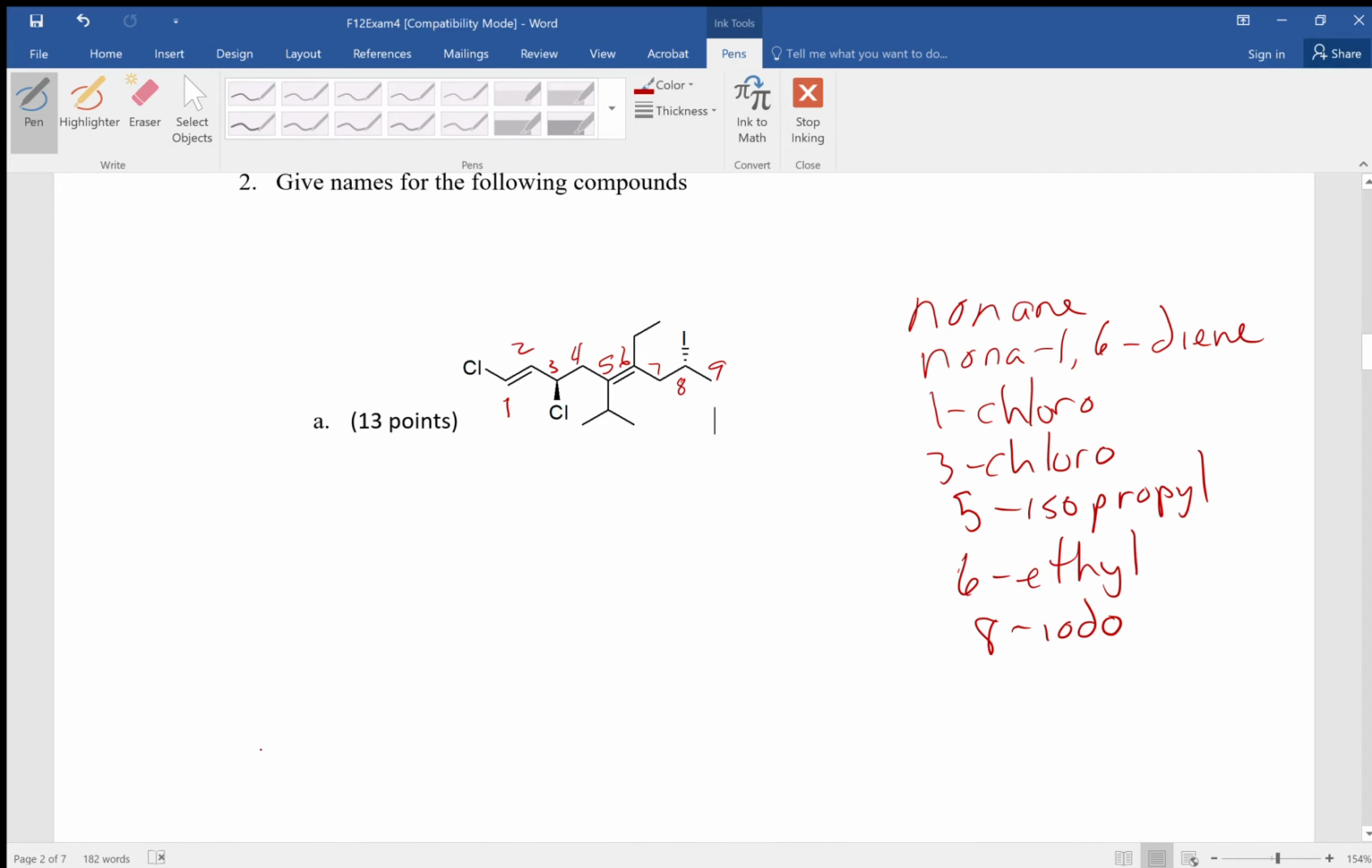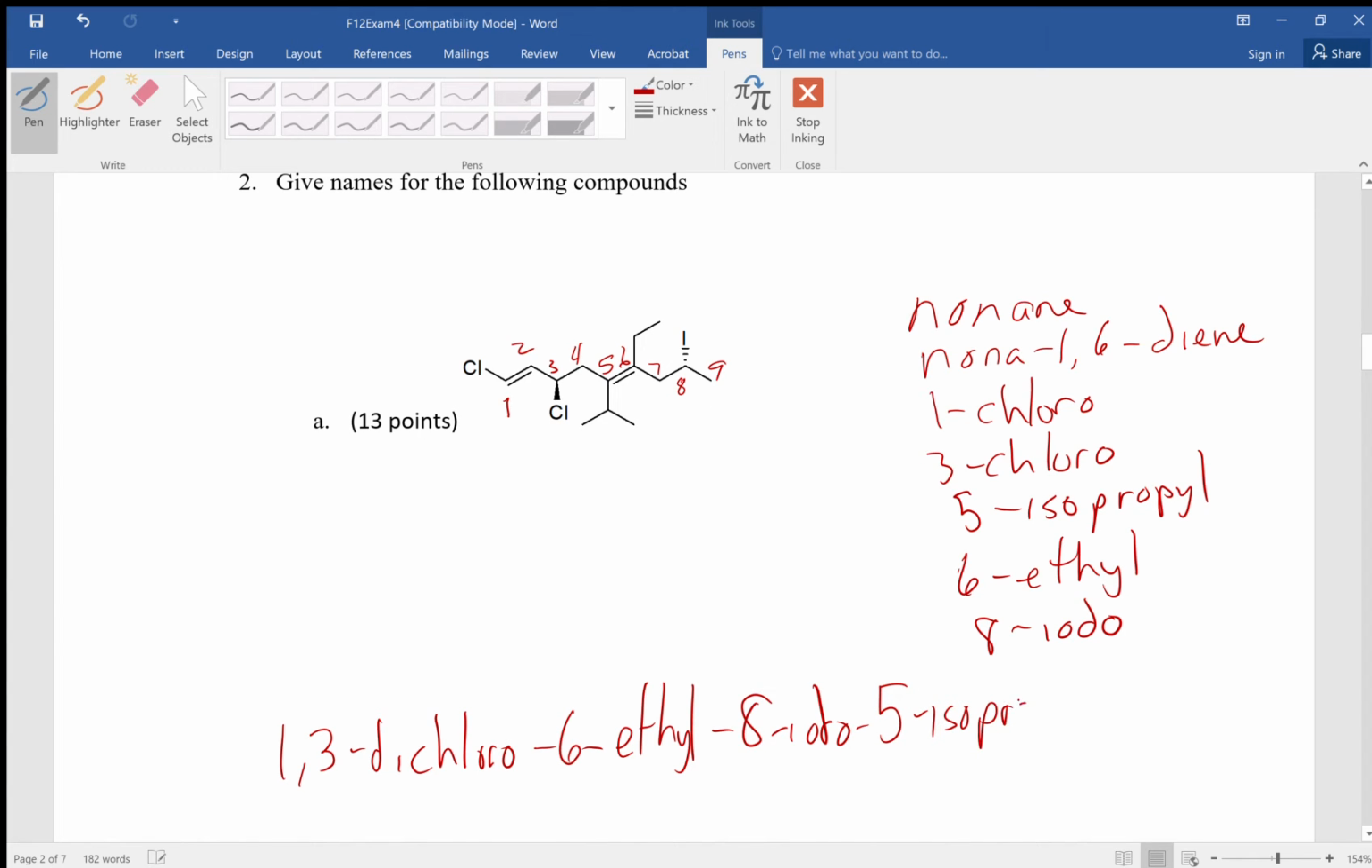So now we can alphabetize those. 1,3-dichloro, and combine any that are alike. 6-ethyl, 8-iodo, 5-isopropyl. And then we can bring back down our parent name that we already determined to be nona-1,6-diene.